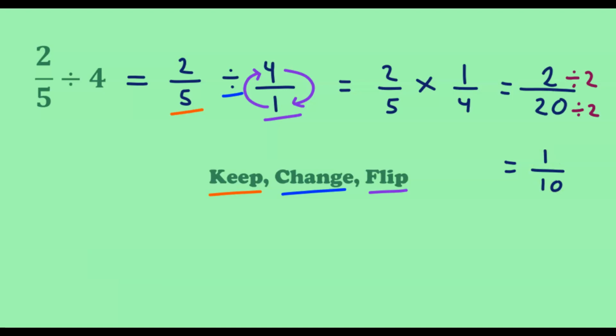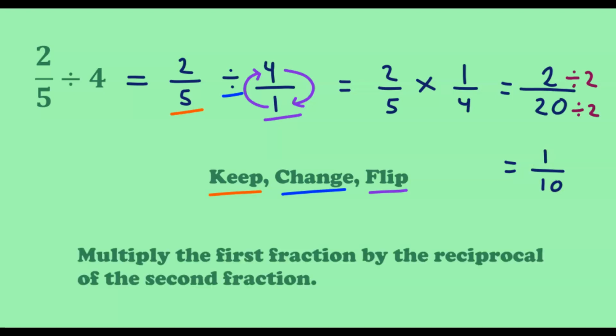Another way of looking at the steps required to divide a fraction by a fraction is to multiply the first fraction by the reciprocal of the second fraction. If we consider that, then what do we have? We multiply the first fraction, 2 over 5, by the reciprocal of the fraction 4 over 1. So we end up with 2 over 5 times 1 over 4. And if we multiply these two fractions, we are going to end up with 1 over 10.